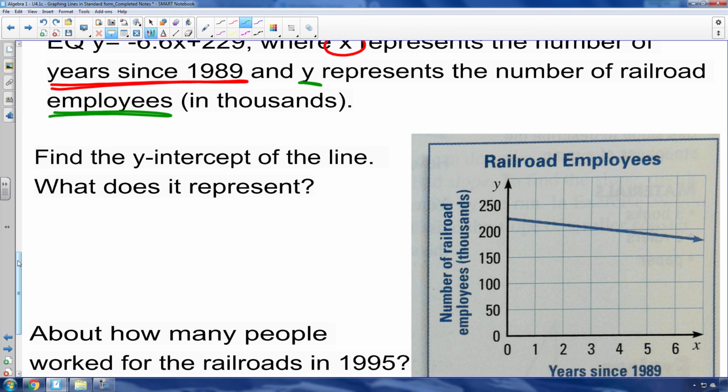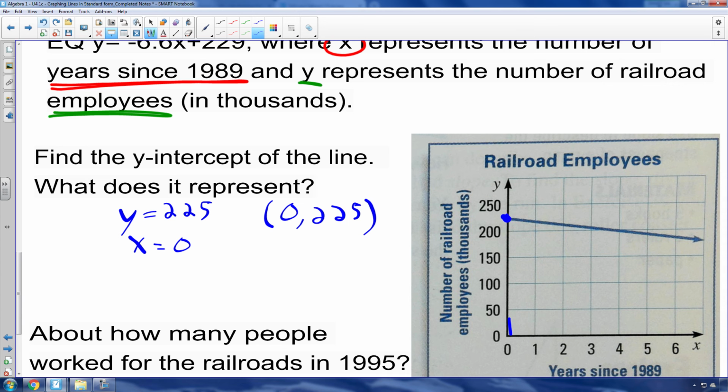So what I want to do is I want to find the Y-intercept of the line, and I want to know what it represents. So the Y-intercept of the line is where we cross the Y. So I'm on the Y right here, right? I want to know where I crossed the Y-axis, which was right there. Well, I crossed the Y-axis right here, and it's about 225. So it's 225 for the Y, and the X is, of course, 0. So it's the point 0, 225.